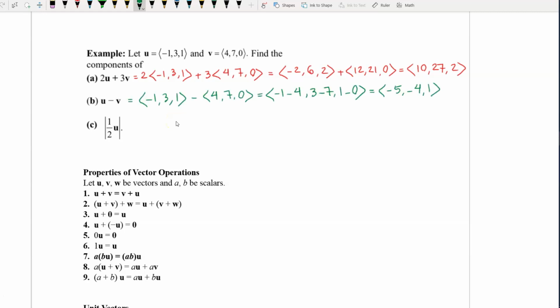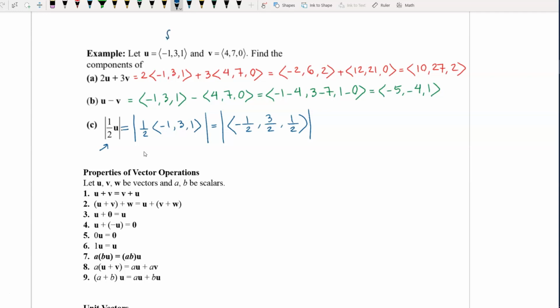And here for part B, we have subtraction. So u minus v, this is equal to, we have negative 1 minus positive 4. And we have 3 minus 7, 1 minus 0. So subtracting each one of these, this is equal to, here we have negative 5, then we have negative 4, and here we have positive 1. And now here on this part, we're trying to find length or magnitude. Here we have 1 over 2 times u.